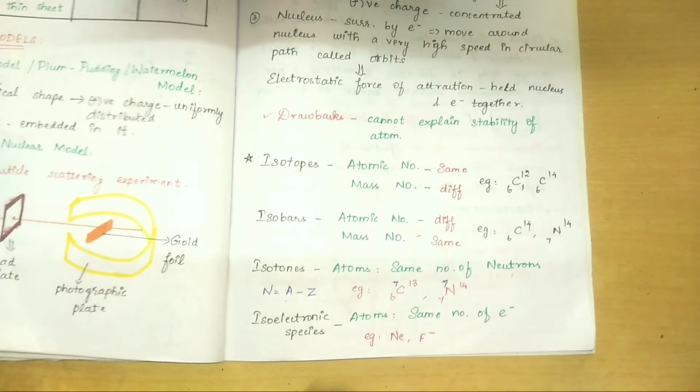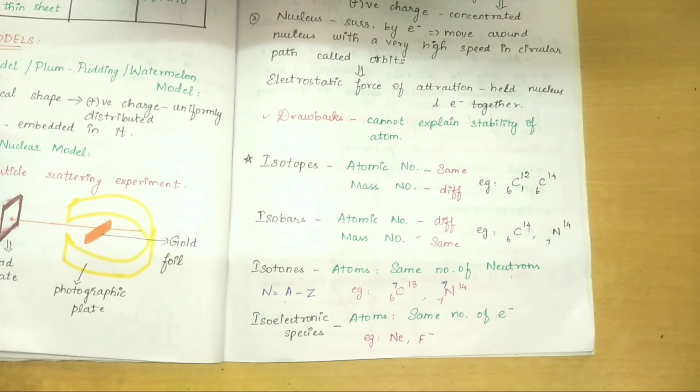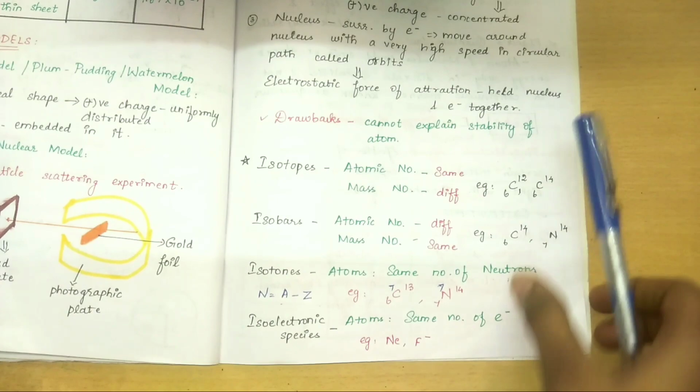Then isoelectronic species: atoms or ions which have the same number of electrons are isoelectronic. For example, neon and F minus.